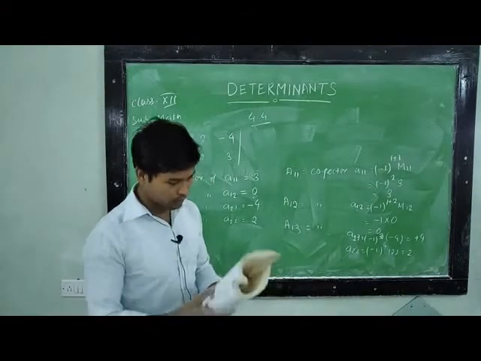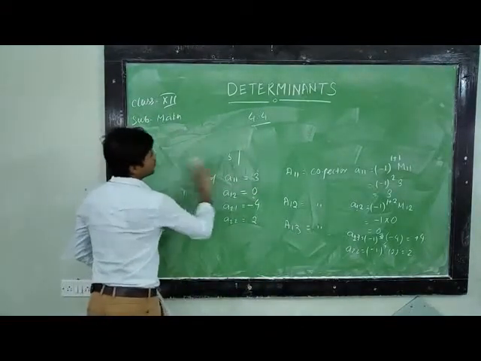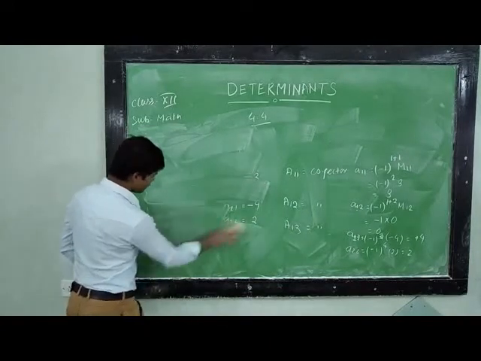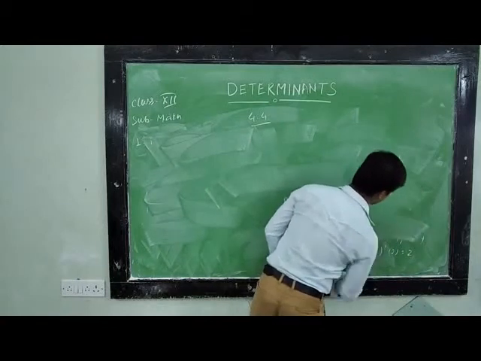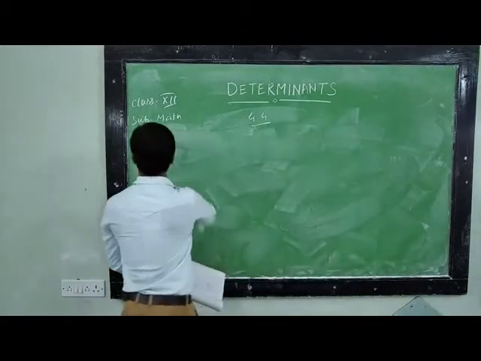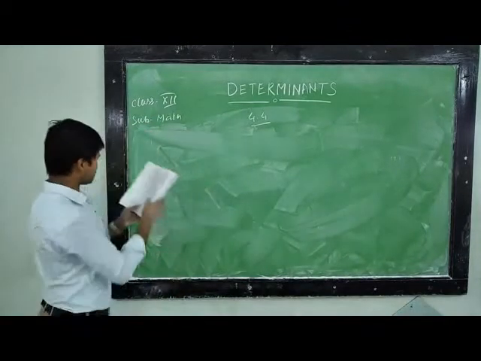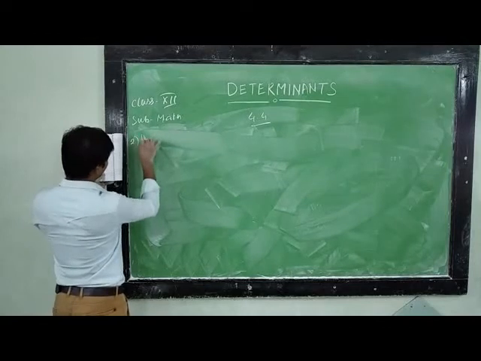I'm giving you one more problem. Question number 2. This is a 2 cross 2 determinant, a determinant of order 2. Now we'll consider another determinant of order 3 and we'll calculate the minors and cofactor of this determinant. I'm choosing question number 2, subpart 2.